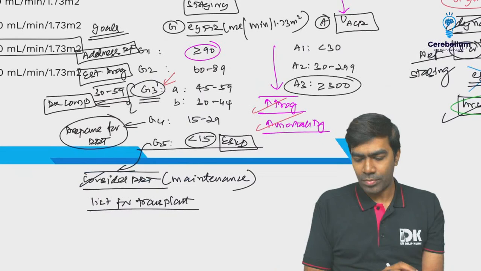Many of you are correct. It's actually pigment-induced nephropathy, because this patient is suffering from rhabdomyolysis, as simple as that. Rhabdomyolysis. So what are the clues for rhabdomyolysis in the exam?